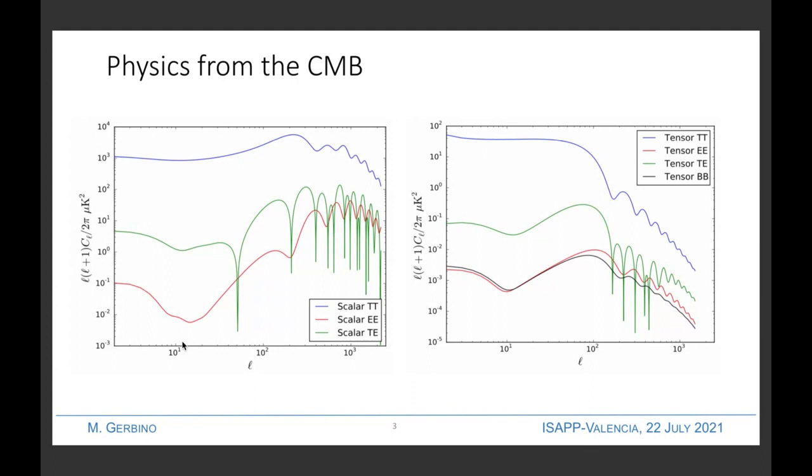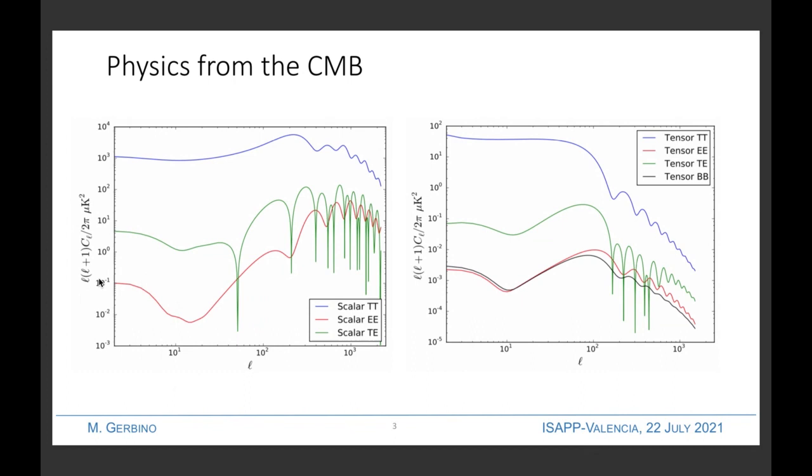Because if there was no reionization in the universe, since polarization is only sourced by quadrupole, it can only be sourced at the time of recombination. And therefore, we will not expect any amplitude here at very large scales, because there is no early universe physics that can explain the generation of scalar perturbations at these very large scales.